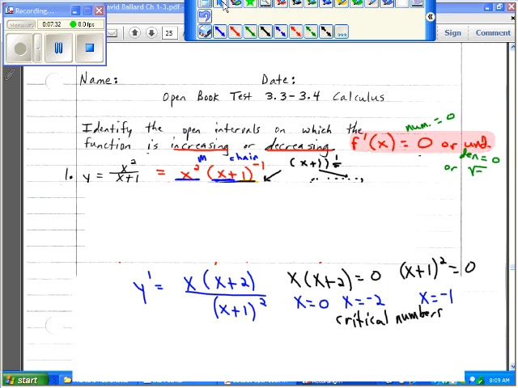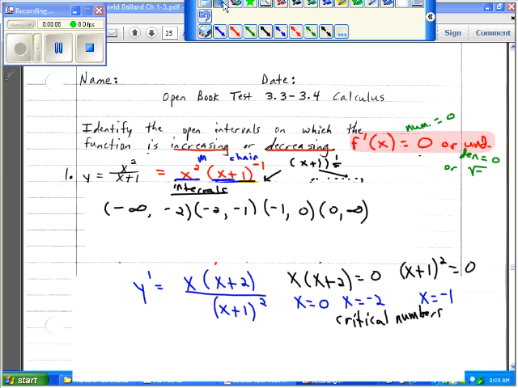And so we're going to have the intervals from negative infinity to the least of those critical numbers, negative 2, and then from that critical number to the next least critical number, negative 1, and from that critical number to the next critical number, 0, and then from there into positive infinity. So we have 4 intervals in which the function may be increasing or decreasing.